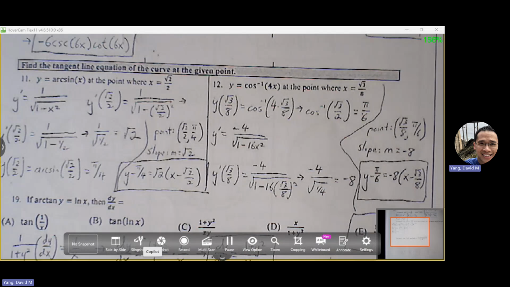This one here? Yeah. The rule for arcsine of x, or arcsine of u, is u prime over the square root of 1 minus u squared. And my u value is x, so x's derivative is just 1.